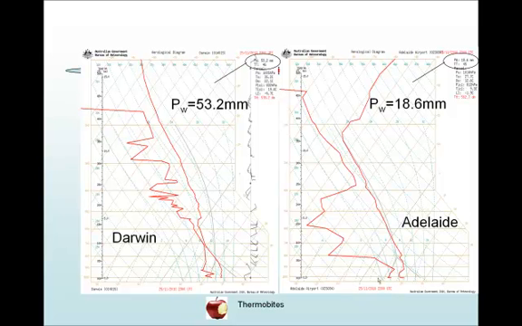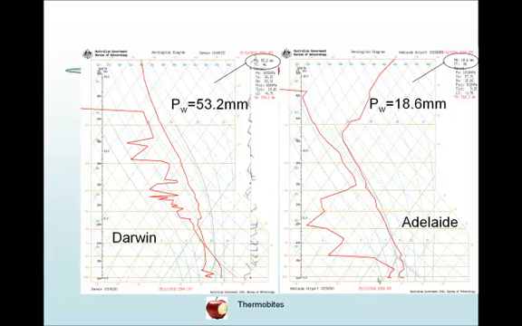Here's the Darwin trace, a precipitable water value of 53.2 millimetres, whereas you can see a large departure, or rather what we call a large dry slot in the Adelaide trace. So the values of mixing ratio are reasonably large, say below 900 hectopascals, and above that the dew point profile shoots rapidly to the left, which means that there are low values of the mixing ratio, and we call that a dry slot because the air is fairly dry. And the resulting precipitable water value is 18.6 millimetres.